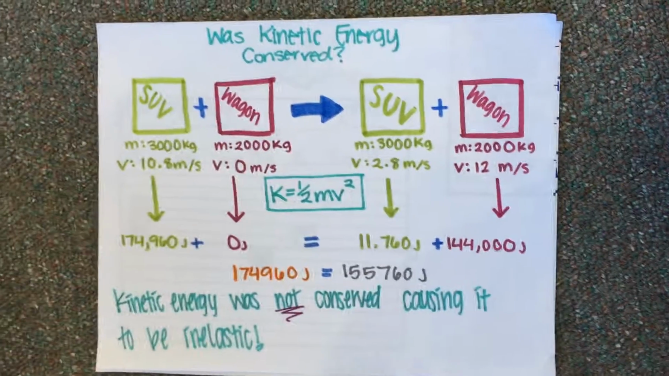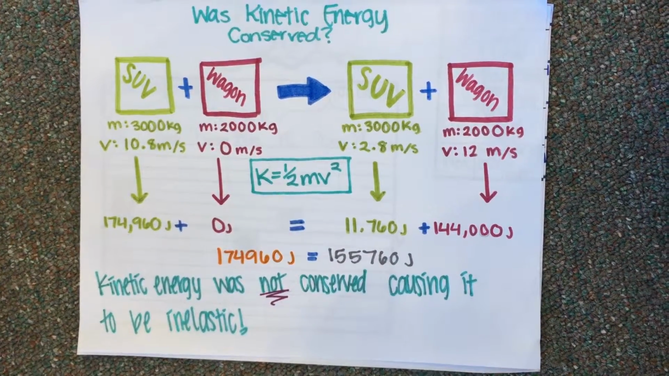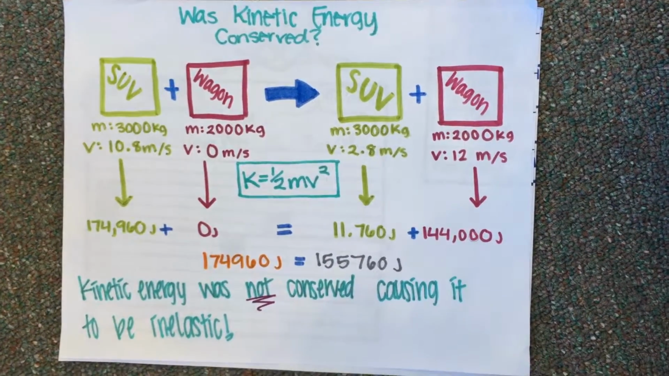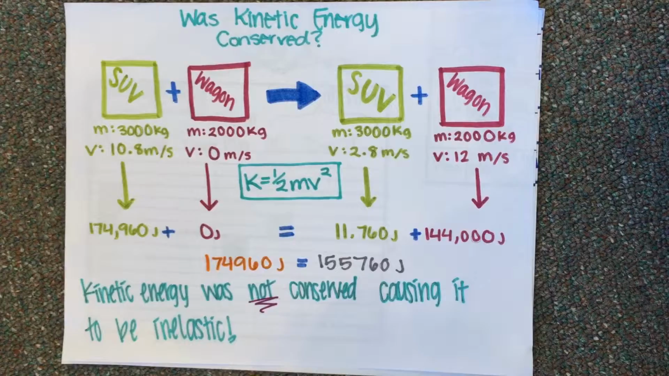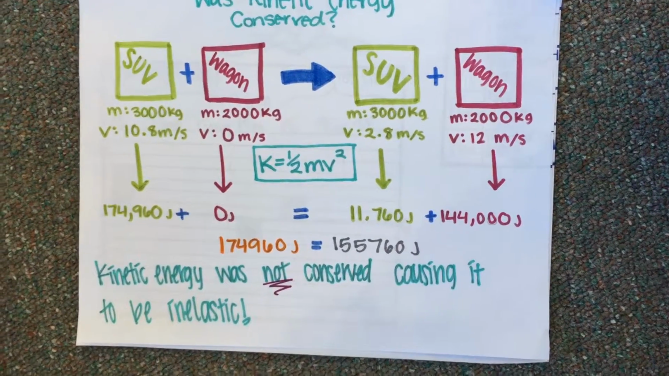To see if the collision was elastic or inelastic, we had to see if kinetic energy was conserved, which we found out was not after plugging our information into the equation K equals 1/2 mv squared. Kinetic energy was not conserved, causing the collision to be inelastic.